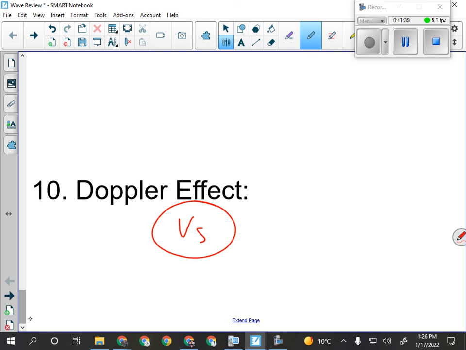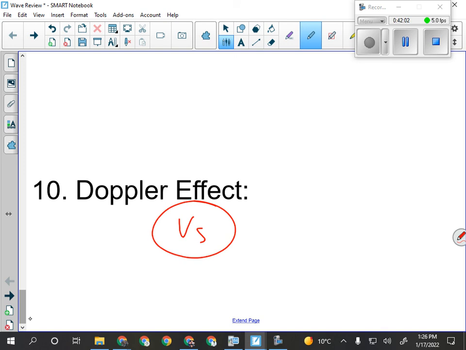Question 10, unbanked curve. What are you talking about? No, I don't like that. Okay, what keeps you in an unbanked curve? Friction. Okay, FC equals FF. All right.